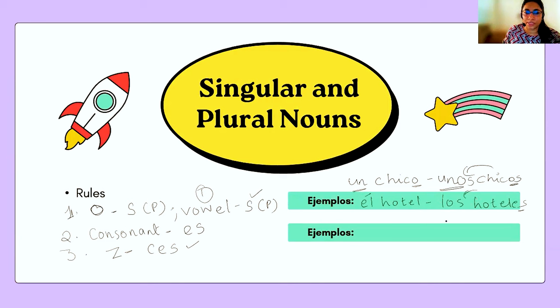El hotel, los hoteles. And the last one, we saw this word as well before. La luz, which becomes las luces. The Z becomes CES. And again, the article changes. So when you're trying to do this exercise of singular to plural, plural to singular, don't just focus on the noun. Also focus on the article.